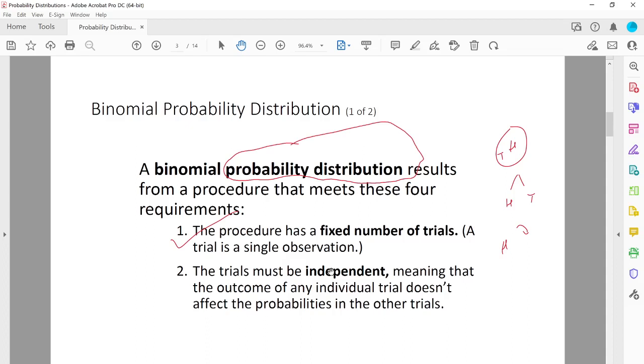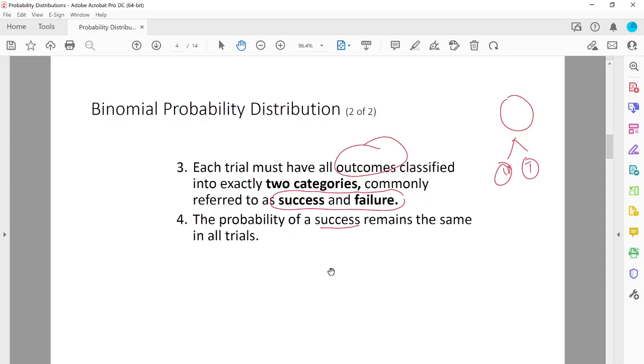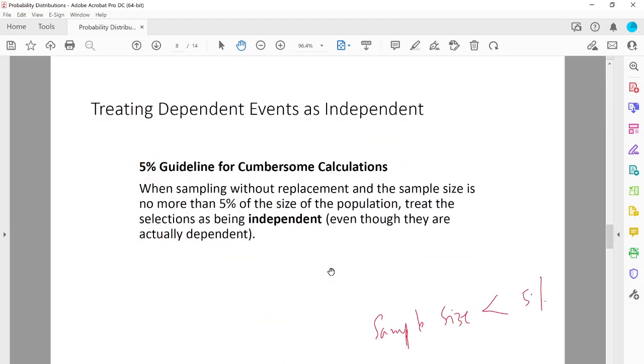So one is, the number of trials should be finite, a fixed number of trials. Trials must be independent, and each trial must have 2 outcomes, and the probability of success remains the same. And there is one more thing you have to keep in mind, that's called the 5% guideline rule: if your sample size is less than 5% of the population size, then that's treated as independent. So these are the things we have to keep in mind while looking at this problem.